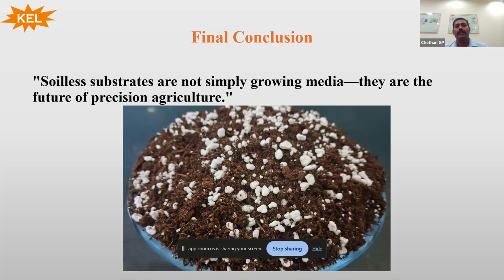As climate change intensifies, agricultural land becomes increasingly limited. This technology will become essential rather than optional. Our responsibility extends beyond growing crops. We must also conserve natural resources for future generations. Soilless substrate technology offers one of the most practical pathways towards achieving sustainable, profitable, and environmentally responsible agriculture.